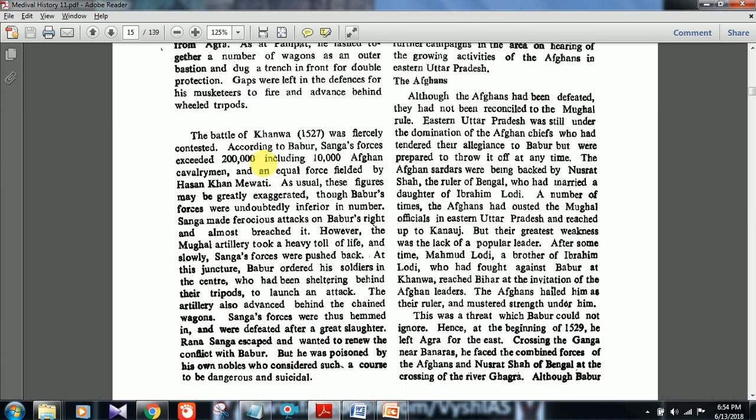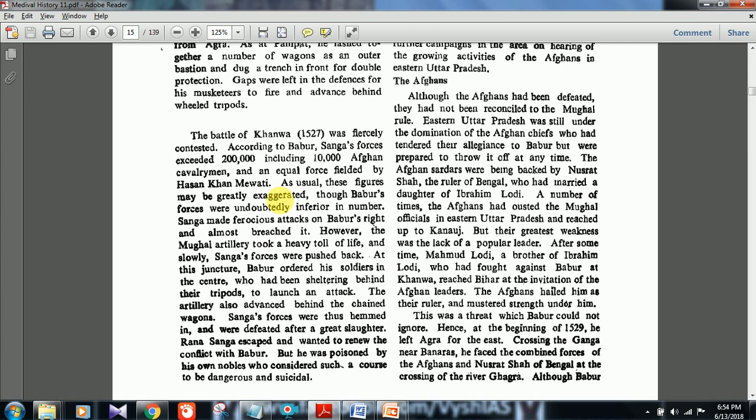Okay, the Battle of Khanwa, 1527. Just one year after the Battle of Panipat, it was fiercely contested. According to Babur, Sanga's forces exceeded 2 lakh, including 10,000 Afghan cavalrymen and an equal force wielded by Hasan Khan Mewati. So this is the Afghan side. As usual, these figures may be greatly exaggerated. That's also one thing you should know.